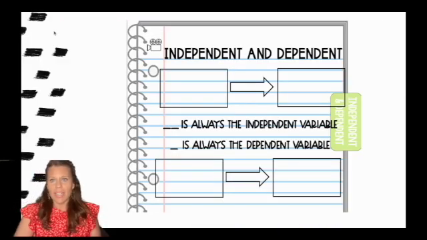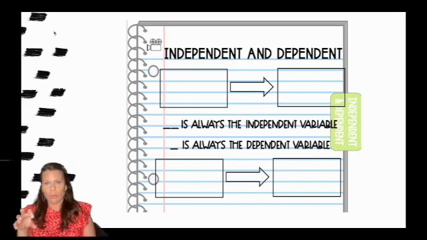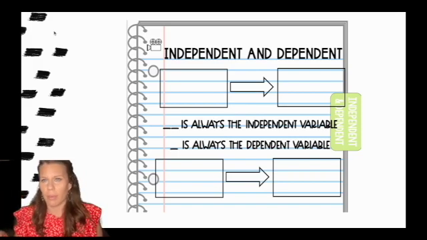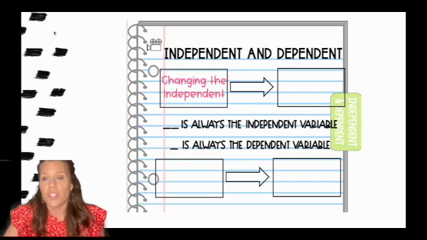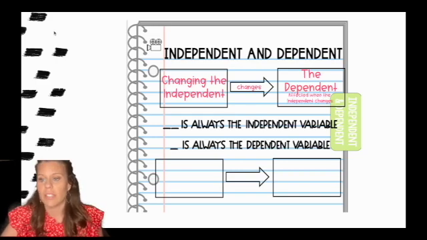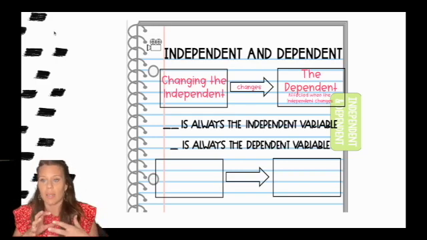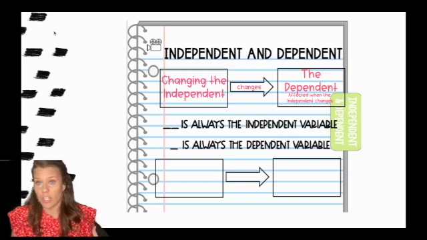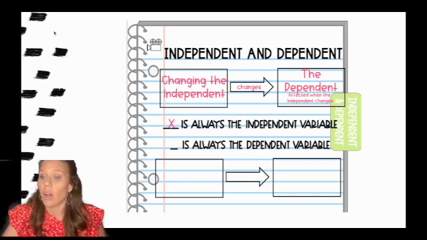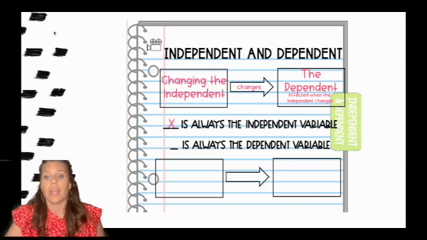So pretty common thing we've heard about before, but we're just going to put the mathematical part with it. Changing the independent causes or changes the dependent. What that means is the second part is affected when the independent changes. So X is always the independent variable and Y is always the dependent variable.